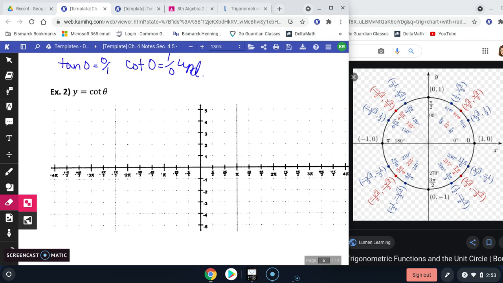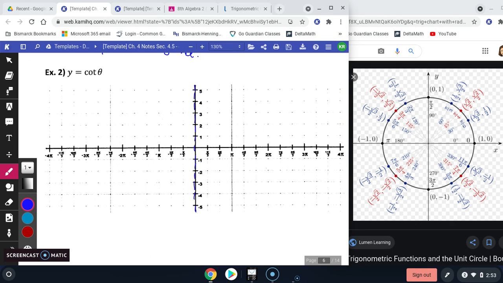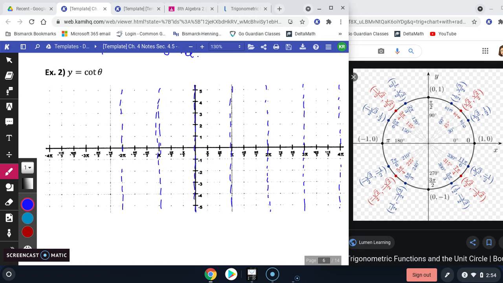So since tangent is 0 at 0, there's going to be an asymptote here. And then tangent is also 0 at pi, 2 pi, 3 pi, and so on. You can also go to the left. So at negative pi, at negative 2 pi, you have other asymptotes.